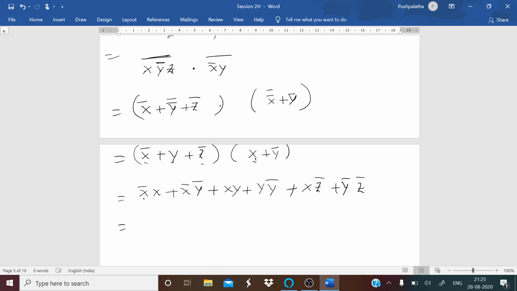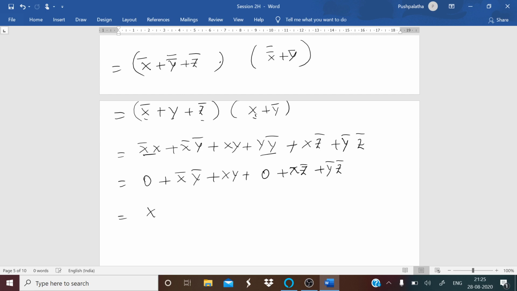Right? X into x bar, as we said, it becomes 0 plus x bar y bar plus xy. Again y into y bar becomes 0 plus x z bar plus y bar z bar. So x bar y bar plus xy plus x z bar plus y bar z bar is your answer.